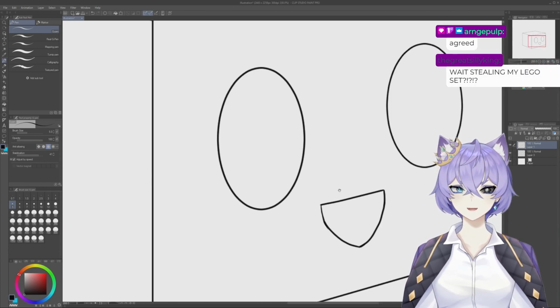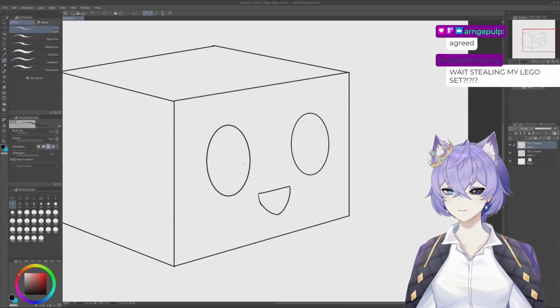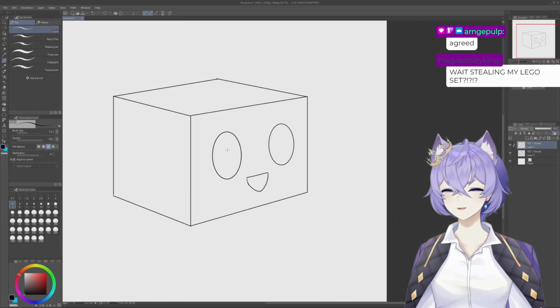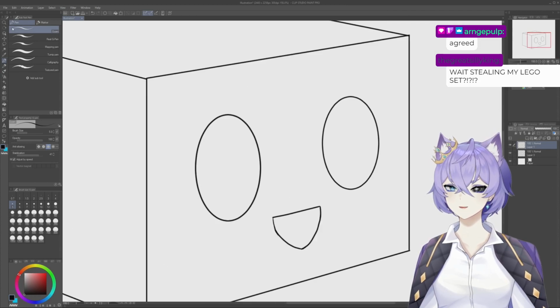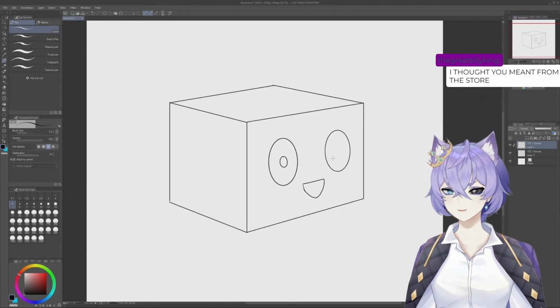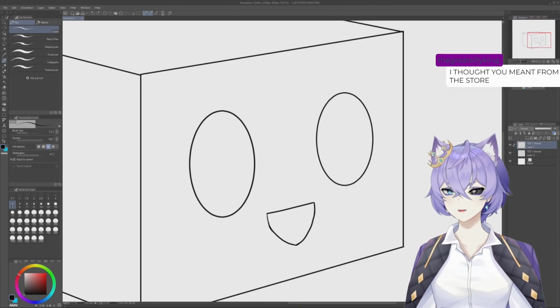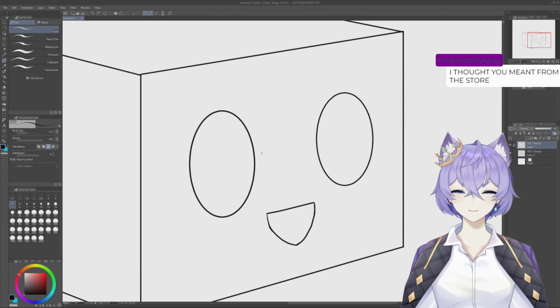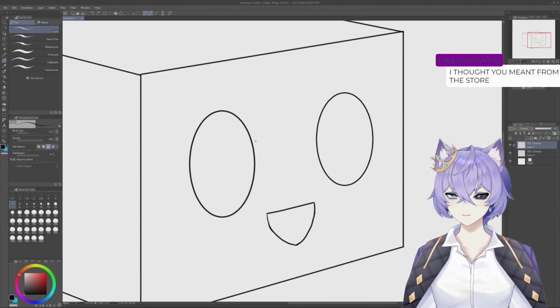Yes, we're stealing your Lego set. I have made this clear. We are yoinking your Lego set. You have approximately 10 minutes to hide it. I think you meant from the store? Yes. From the store. Blade Runner, move into position. Over.